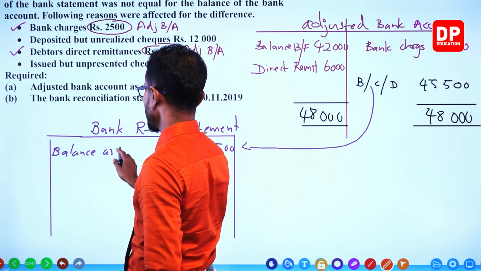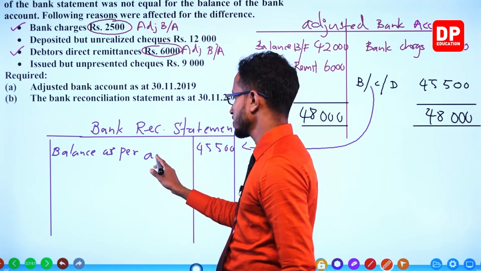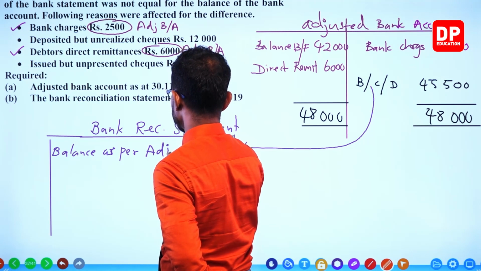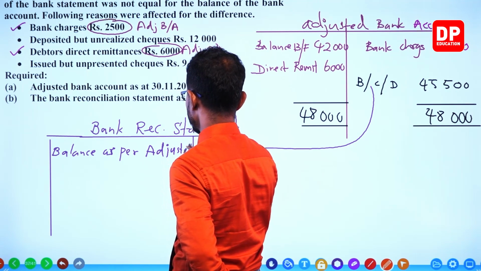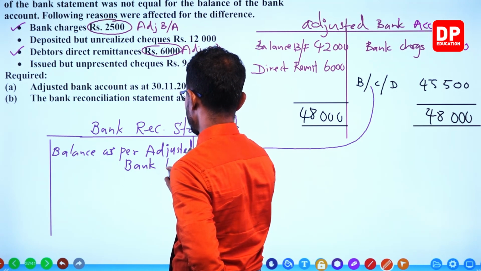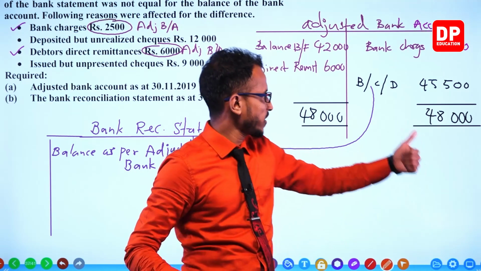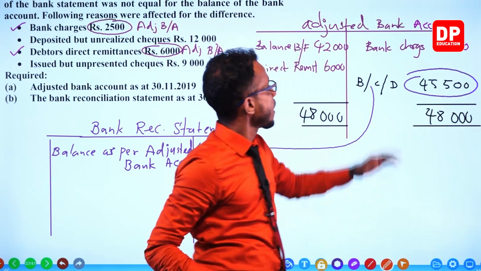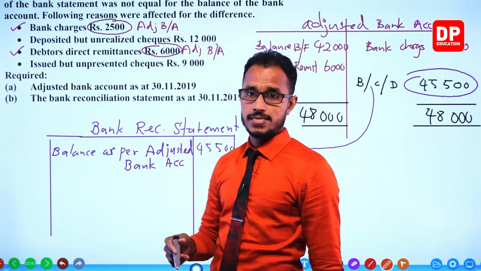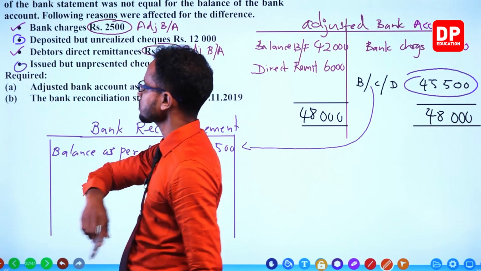Balance as per adjusted bank account. $45,500 coming right away from the adjusted bank account. Yeah, it is. Now we know what entries to enter. We have this one and this one.